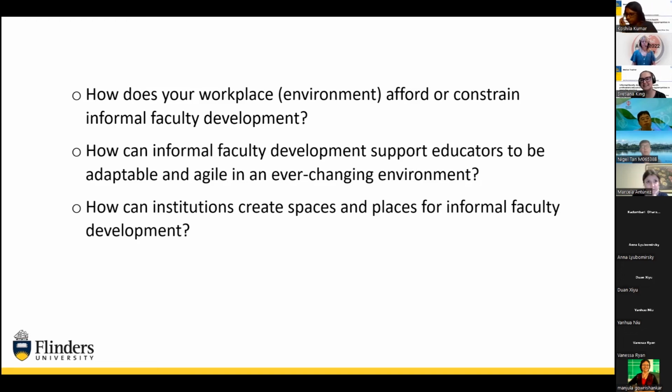And I guess this is really prompted by what we're all continuing to talk about, which is the COVID-19 pandemic, and how informal faculty development can help us continue to evolve and adapt in that ever-changing environment. And then finally, how can institutions create spaces and places for informal faculty development to occur?